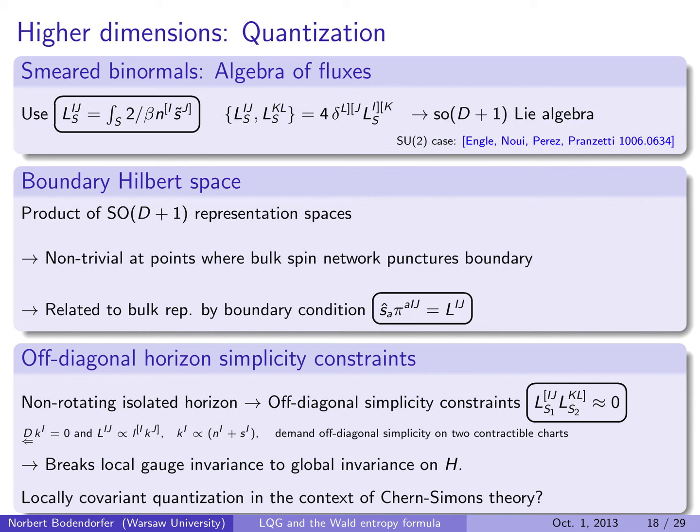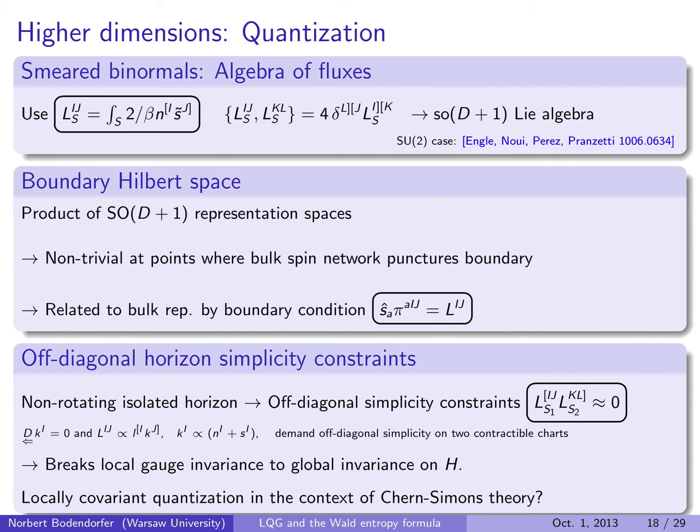So now, having those boundary variables, what would the Hilbert space of the boundary look like? Well, it's just a product of representation spaces of SO(D+1), because the algebra is just the SO(D+1) algebra. Having this big product of representation spaces, we implement the boundary condition Pi equals L, so flux equals these L's. And this tells us that these representations are non-trivial only at points where a spin network punctures the horizon.